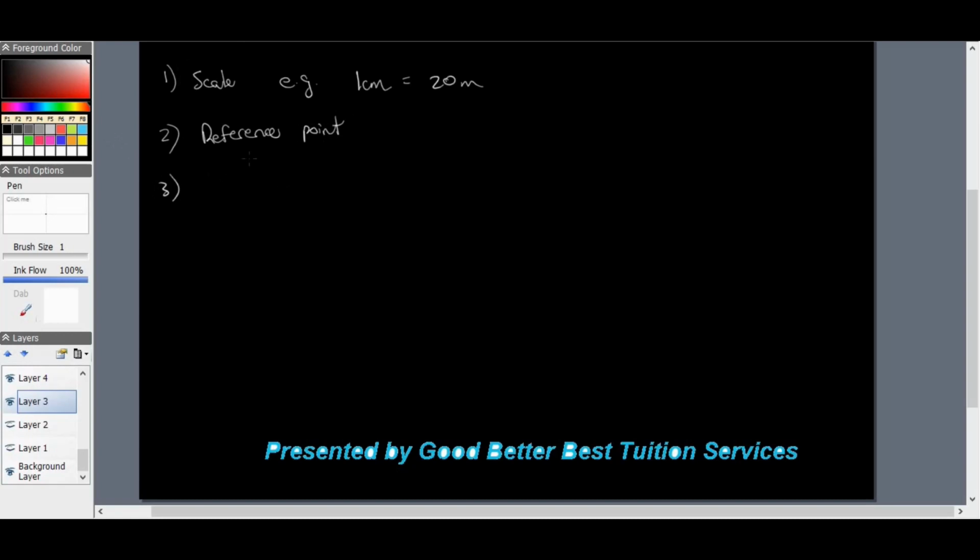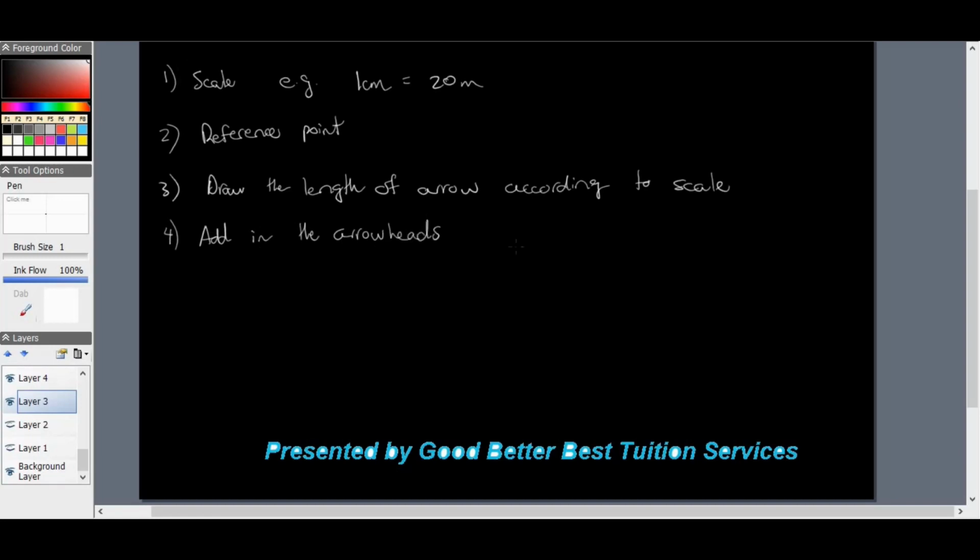And then number three, you need to draw the length of the arrow that's representing the vector. You need to draw that according to scale. So if it's according to that scale, it needs to be drawn according to that scale. For number four, you must add in the arrowhead or the arrowheads on all of your arrows. And that's the major points that you need to cover with regards to drawing a vector.